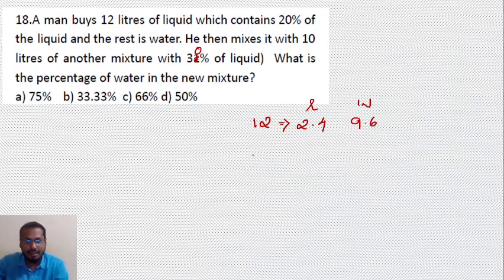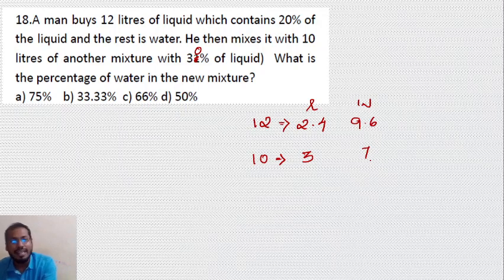He then mixes it with 10 liters of another mixture with 30% of liquid. So there is another mixture with 10 liters. 10% is 1, 30% means 3 liters. So remaining 7 liters. What is the percentage of water in the new mixture? So as usual, this is one ratio and this is another ratio. So compare these two and give your answer in the comment box. It was an easy question. Just give the answer for this.